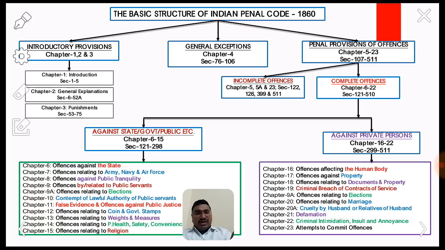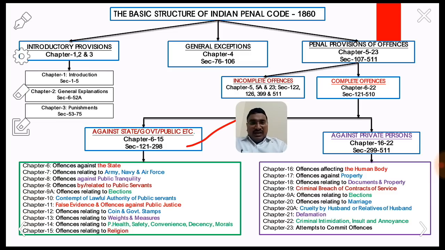listed from chapter 6 to 15, from section 121 to section 298. From chapter 6 to 15, the offences against state or government or public, etc. are enumerated. Chapter 6 speaks about offences against the state, waging war, sedition, etc. Chapter 7 deals with offences relating to army, navy, air force, etc. Chapter 8 deals with offences against public tranquility. Chapter 9 deals with offences by or related to public servants.